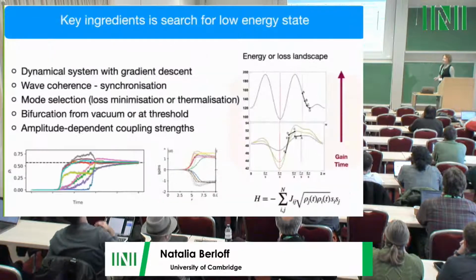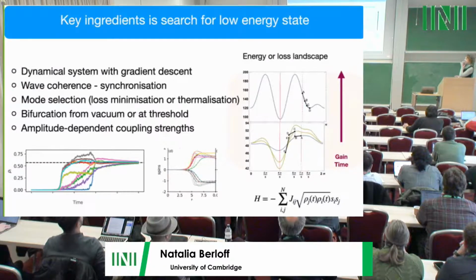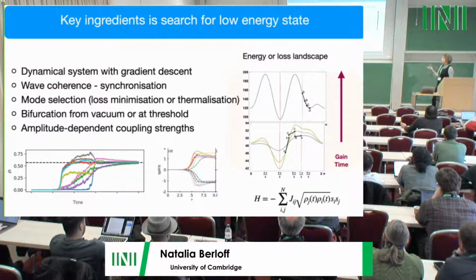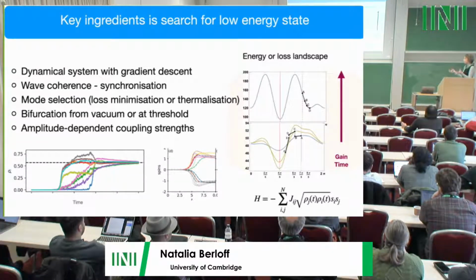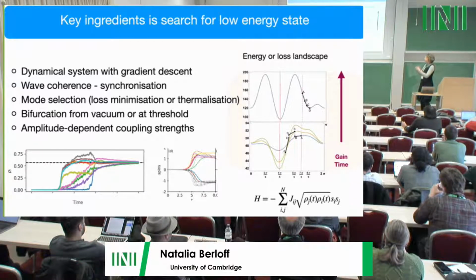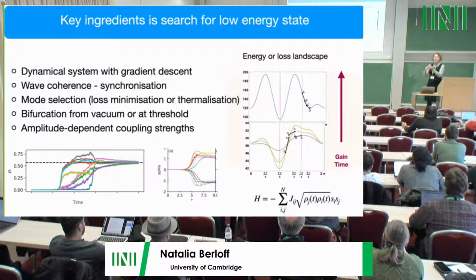Okay. So let me give you maybe the last slide before I go to the polariton system. So the critical ideas behind the success in using the system for the minimization, for finding the low energy state, is that this is a dynamical system that has the gradient descent built into the structure of the system. There is the coherence, synchronization.